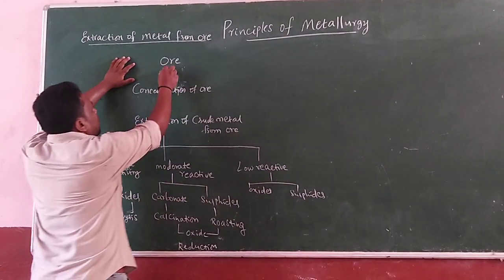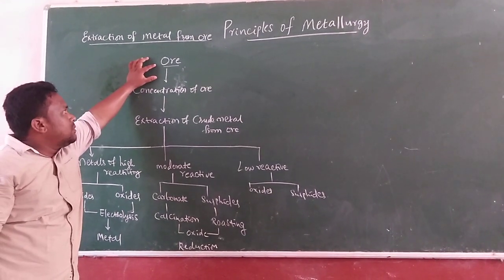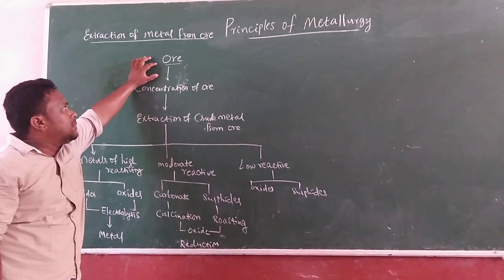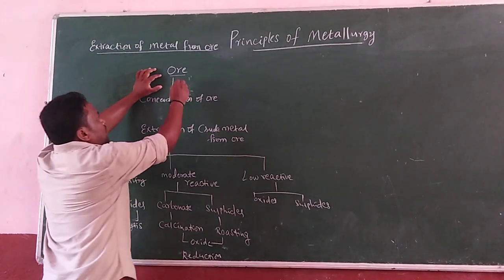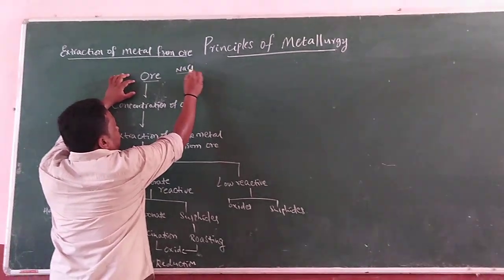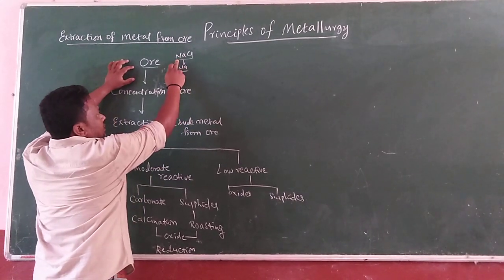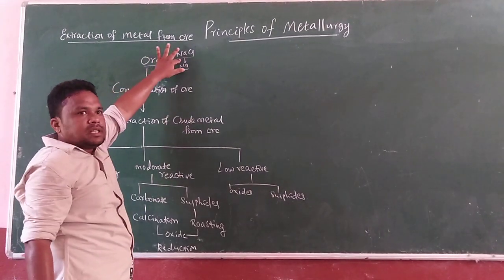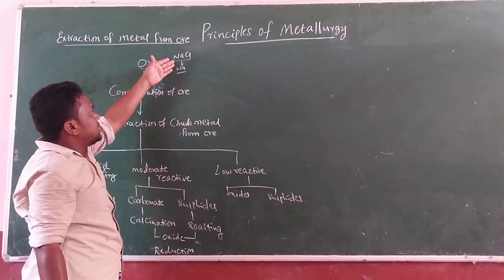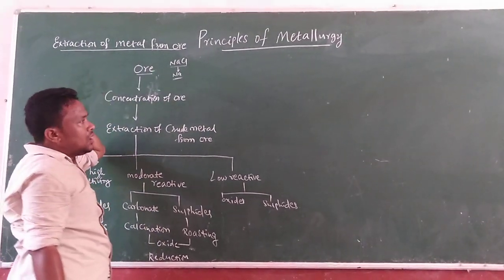First one is ore. We have already discussed ore in previous classes. Ore can be defined as the mineral from which the metal is extracted without economical loss. Suppose NaCl is one mineral. From this we are extracting sodium metal, which is available in NaCl, MgCl, like that. These are present in the oceans or earth crust. The metal is extracted from the mineral without any economical loss, that is said to be ore.